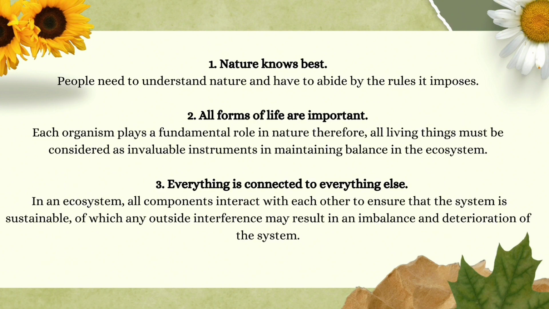So number 3 is everything is connected to everything else. In an ecosystem, every component interacts with each other. So this creates a delicate balance. Disrupting one aspect can have a cascading effect throughout the entire system. For instance, overfishing can lead to an imbalance in marine food webs, impacting both predator and prey species.